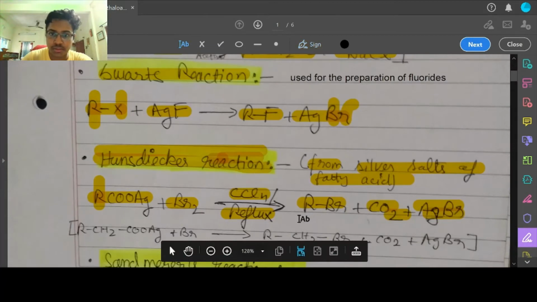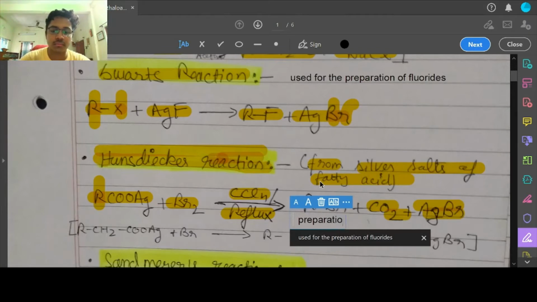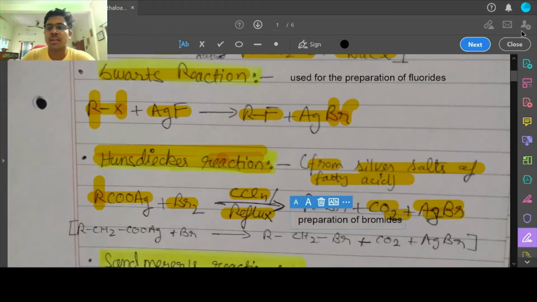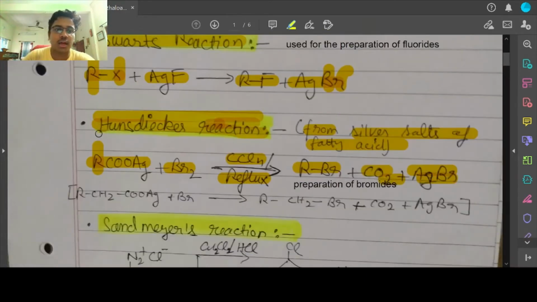This is used in the preparation of bromides. So, Hunsdiecker reaction: silver salt of a fatty acid, RCOOAg, plus Br2, in the presence of CCl4 and reflux, gives RBr plus CO2 plus AgBr.